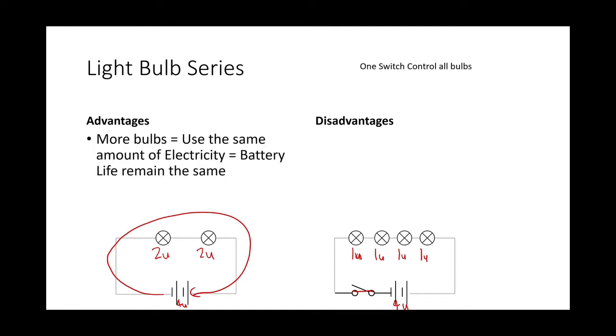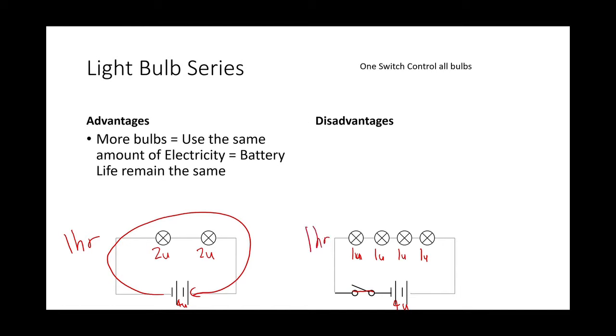Okay, for a series light bulb connection, the advantage is that no matter how many bulbs you connect, the battery life will remain the same. So let's say, for example, on the left side, this one lasts you for 1 hour. On the right side, you are still using the same amount of battery, but now you are using more bulbs. Although you are using more bulbs, it still lasts you the same amount of time.